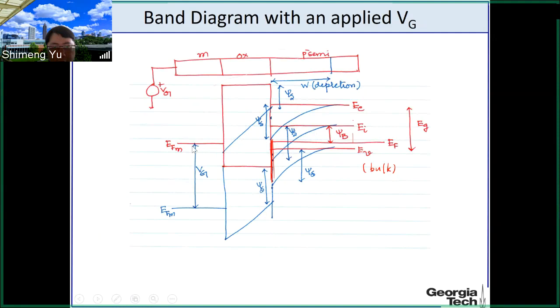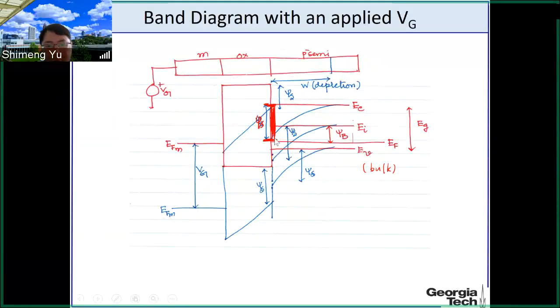So here the positive voltage basically bends down the band of the surface, and we have this surface potential defined as the bending of the surface band edge EC. So this is defined as phi s. So we bend down the band edge by phi s.